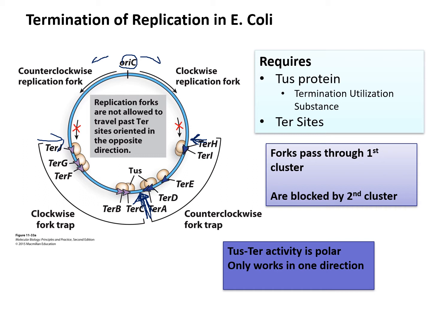So we have our replication fork 1 passing through down on the 1 to 6 side of the clock, and it hits the first cluster and it slows down a little, and then it finally gets through the second cluster of termination sites and is slowed down and stopped further. And the same thing happens on the 12 to the reverse side of the clock. So we go down here, we slow down a little, we slow down some more, and what's interesting about these TUS-TER units is that they are polar. They only work in one direction.